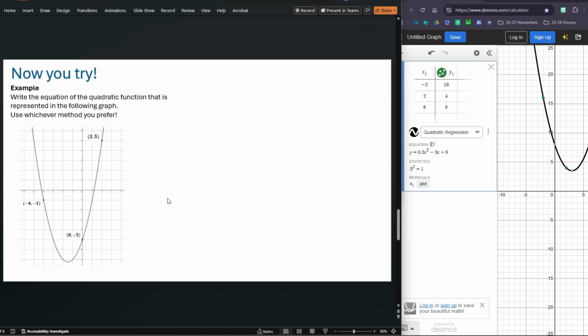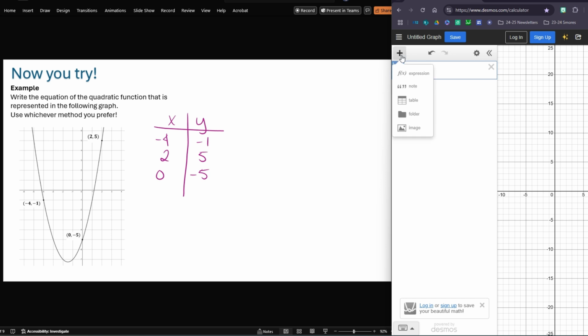So now you can go ahead and pause the video and try doing this example on your own. So here it says to write the equation of the quadratic function that's represented in this graph, and you can use whichever method you prefer. So personally, I think that regressions are the quickest way of doing this. So I like to just go ahead and take these points and create an XY table. And I'm going to use regressions in Desmos to go ahead and create this equation.